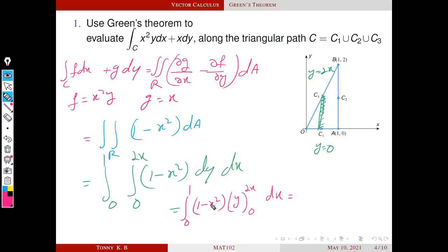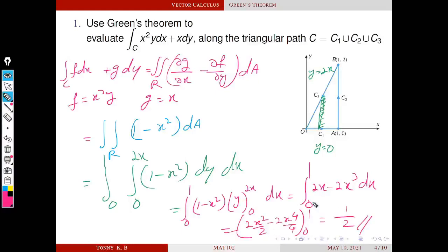So by expanding the 2x into this bracket, this becomes integral 0 to 1 of 2x minus 2x cube dx. And again you can integrate this with respect to x, then we get that is equal to ultimately 1 by 2. Yes, the answer is 1 by 2.